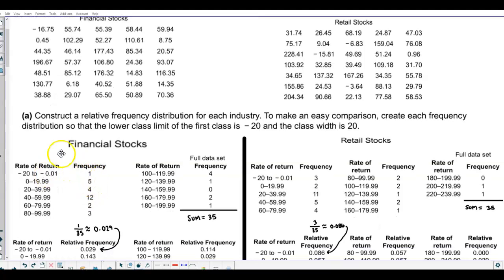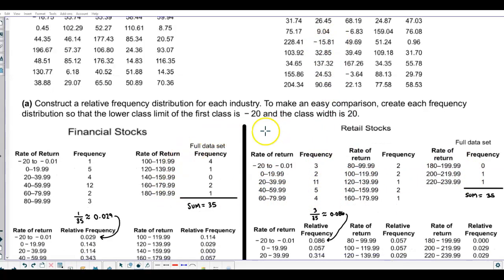Okay, and then we would continue to move on to find out what that frequency is. So between 0 and 19.99 we have 5, and so on. So therefore we create our frequencies for the financial stocks and do the same thing for the retail stocks. We have our classes and then we're going to put down our frequency for each one.